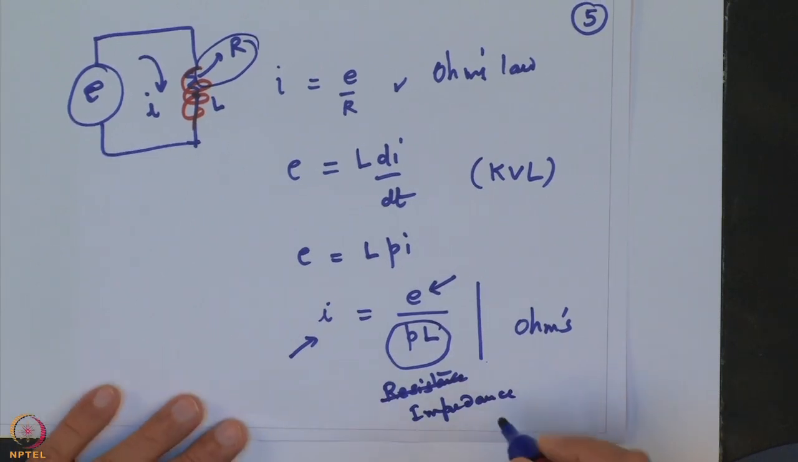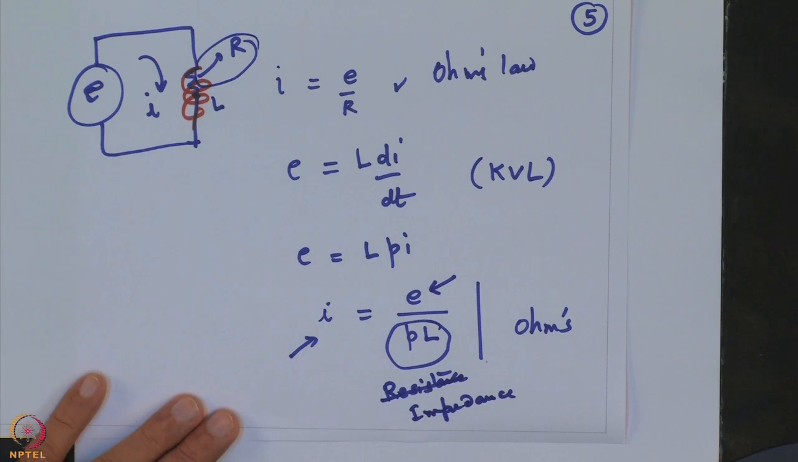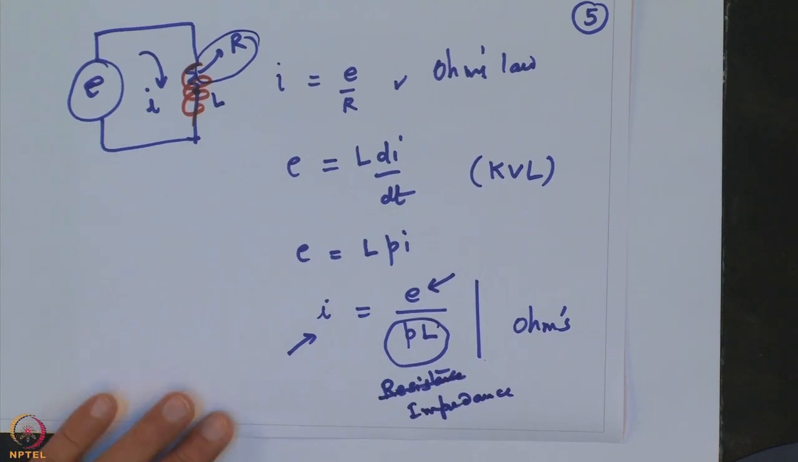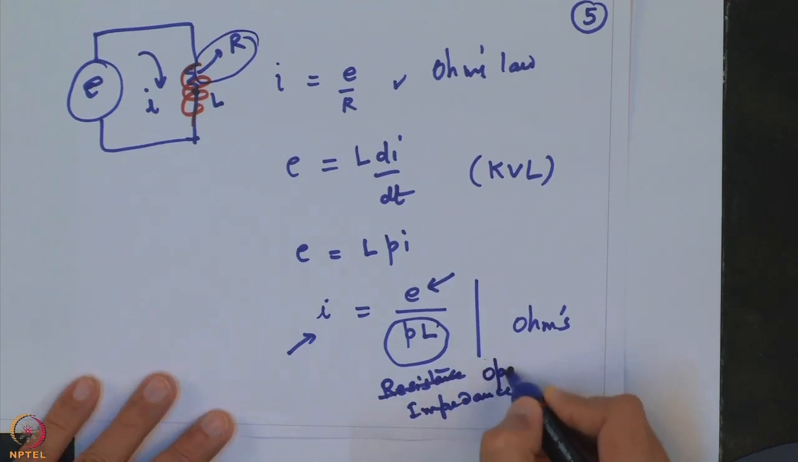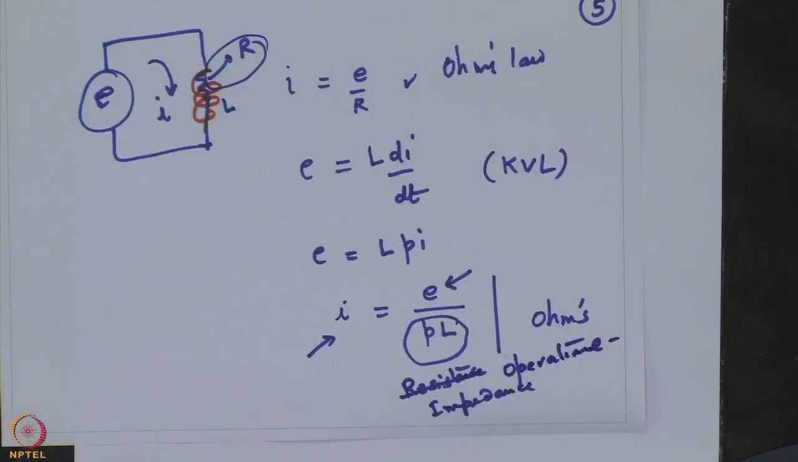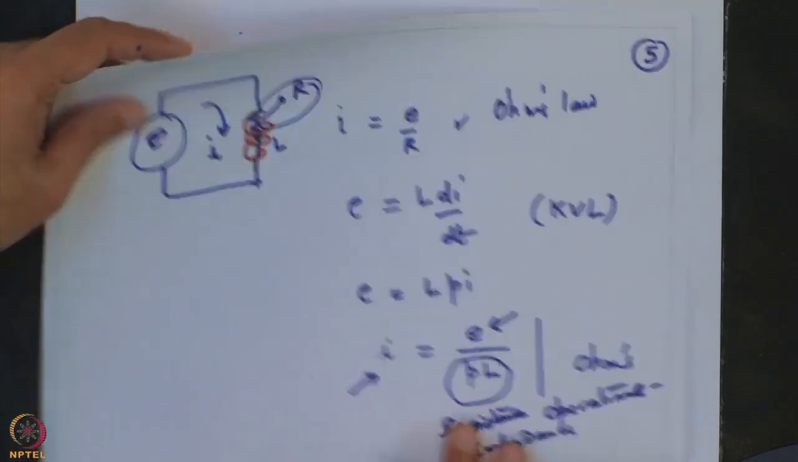And because it also involves this differential operator P, it is actually called operational impedance. Operational impedance. Just as we saw the example of an inductor, we can see that for a capacitor.